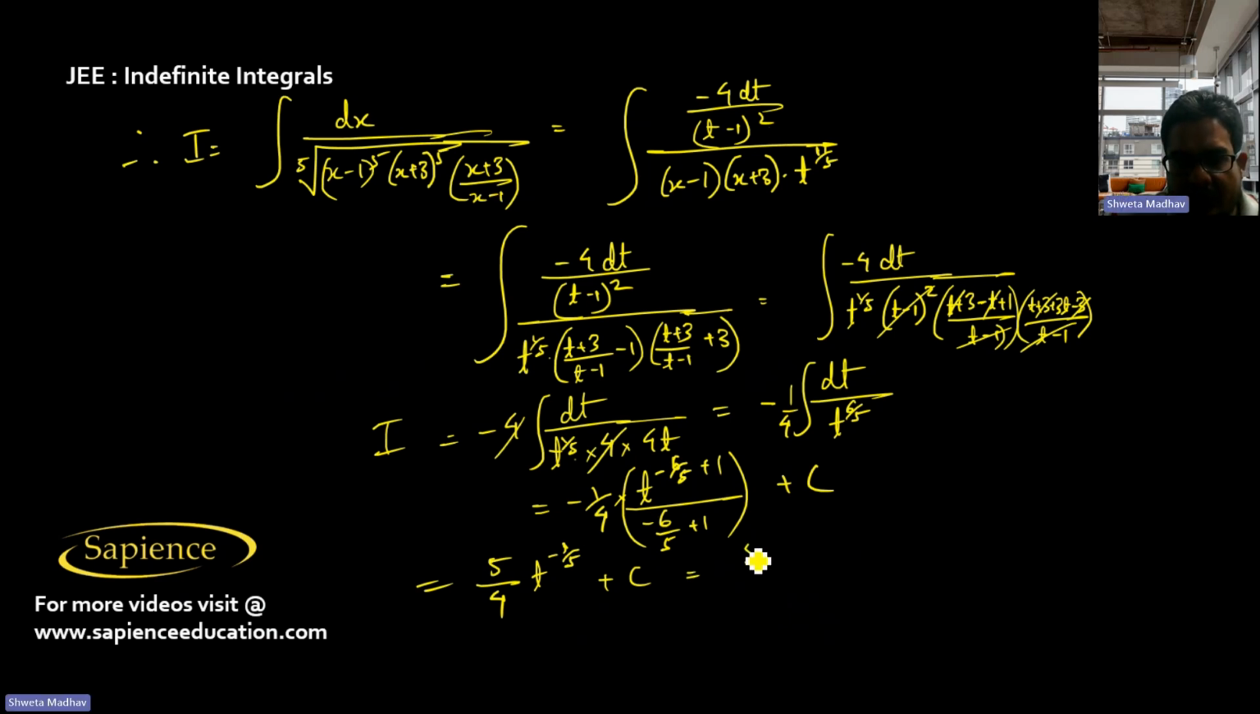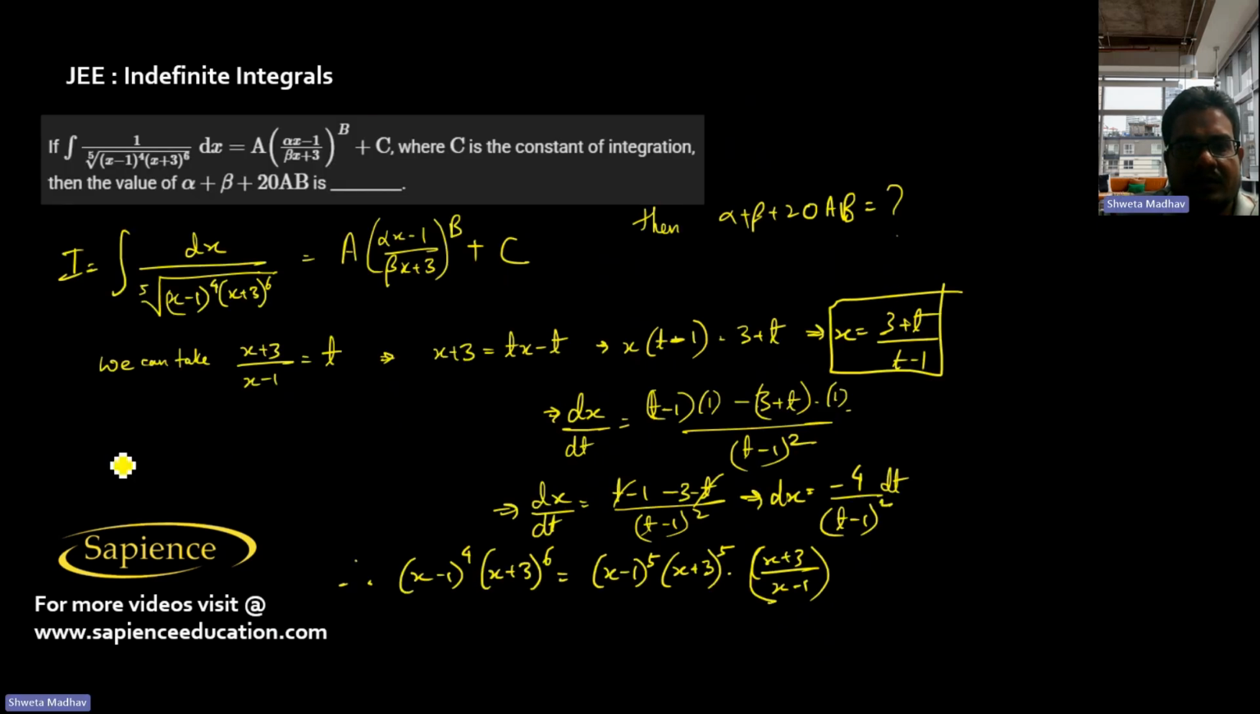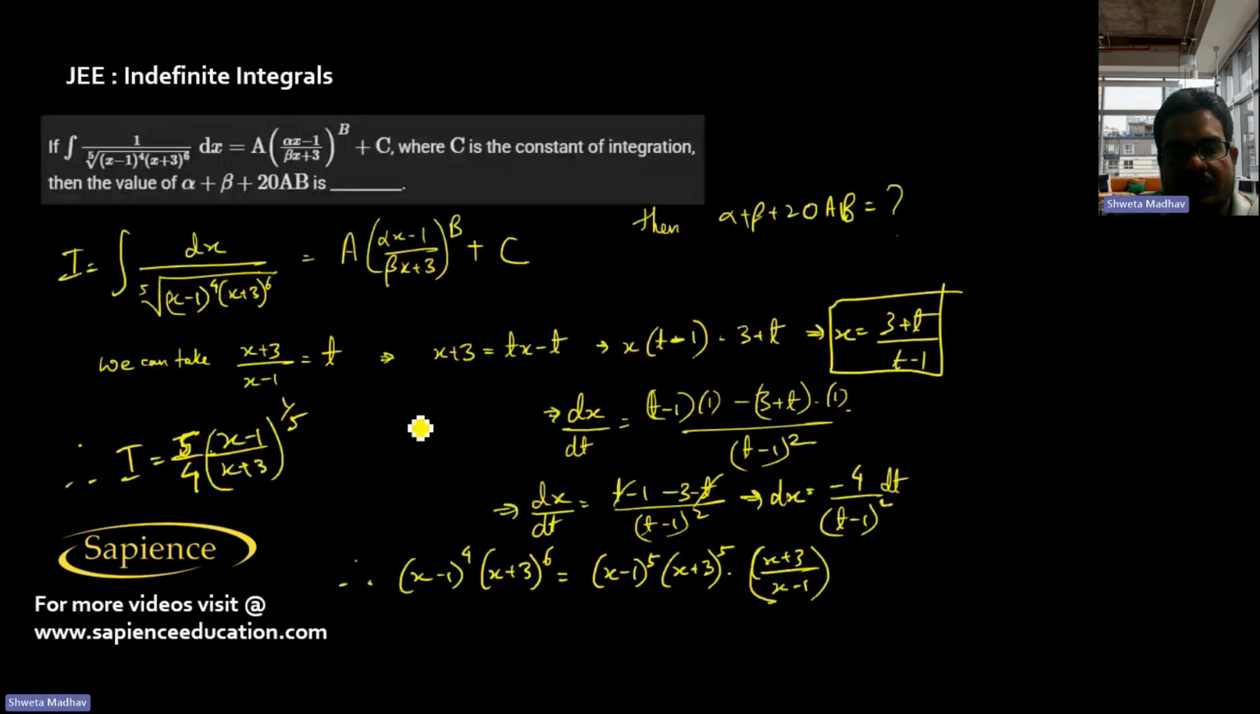So which is 5 by 4 into t, 1 by t power 1 by 5 plus c. So therefore I can say that the integral is 5 by 4 into 1 by t. 1 by t will be x minus 1 by x plus 3 whole power 1 by 5, whole power 1 by 5 plus c.